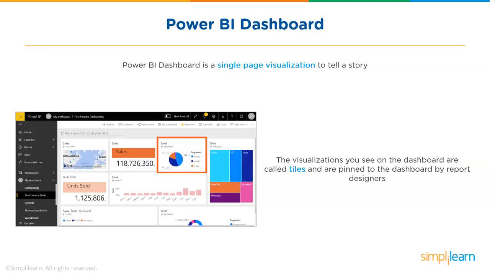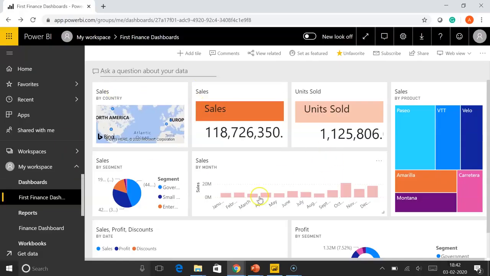Now let me go back to my dashboard. So this is called a canvas, and each of these are called tiles. So on the top, you can see we have 3 tiles.